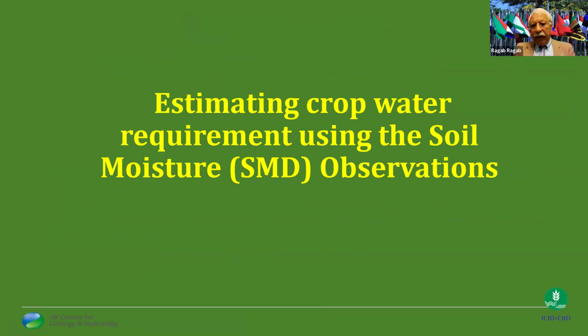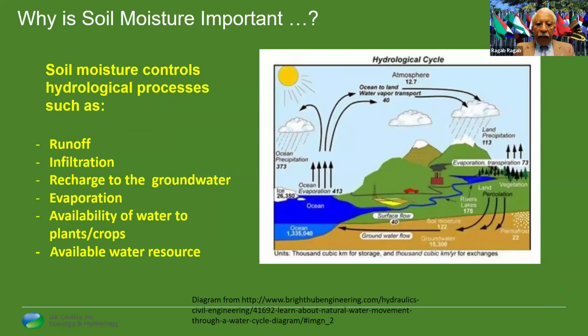The next subject is estimating crop water requirements using soil moisture observations. Why is soil moisture important? Soil moisture controls hydrological processes such as runoff, infiltration, recharge to the groundwater, evaporation, availability of water to plants or the crops, and available water resources.